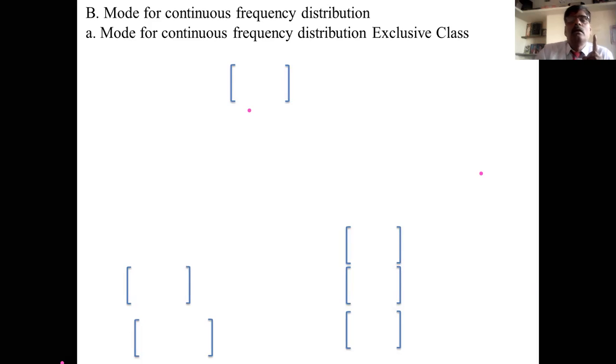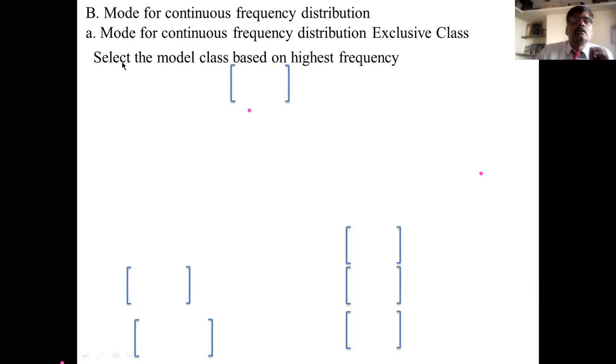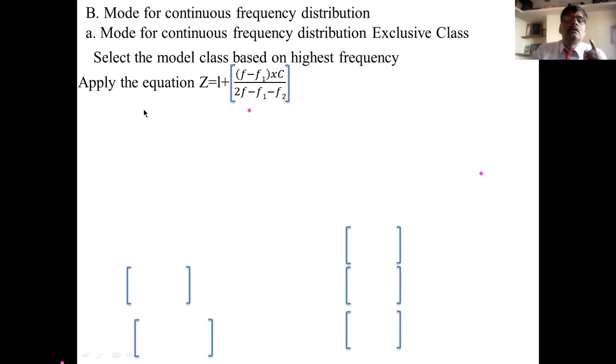Step one, you find the highest frequency in the frequency column. Then consider the related class as the modal class. And thirdly, apply the equation. Select the modal class based on highest frequency. Then next, apply the equation. This is the equation.